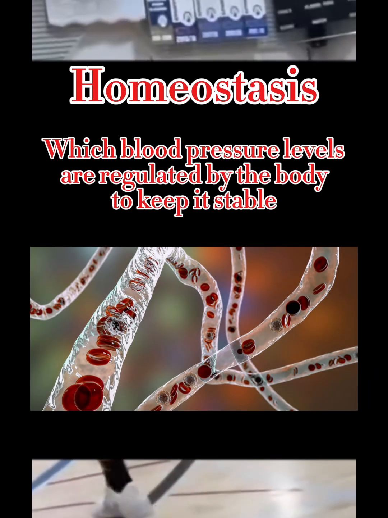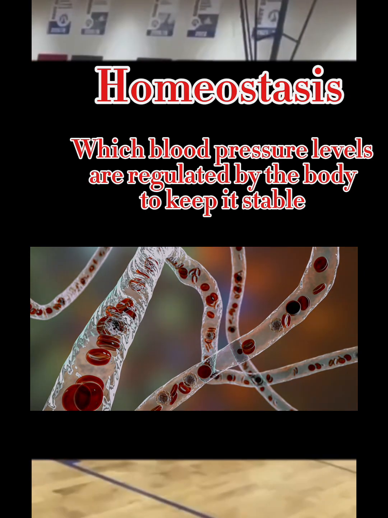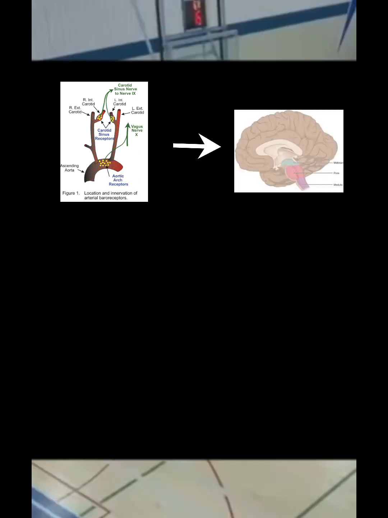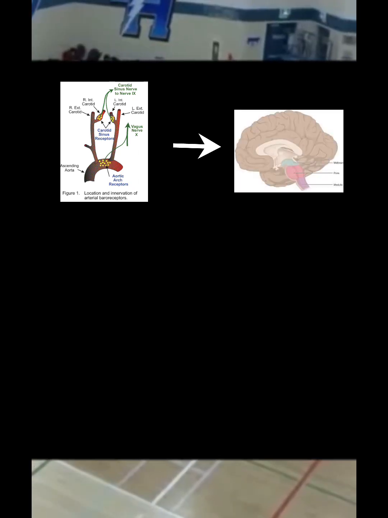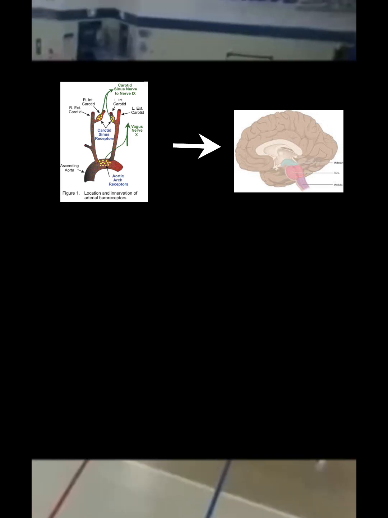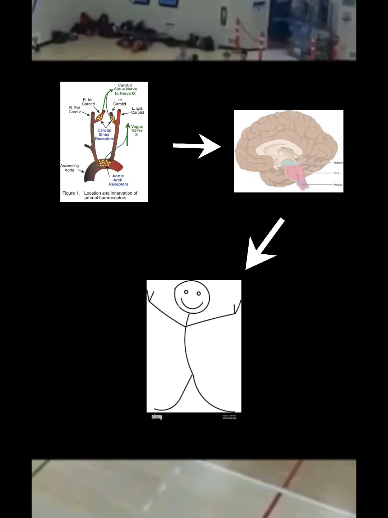After doing something active, how does the body regulate blood pressure? It will go through a process called homeostasis, in which blood pressure levels are regulated by the body to keep it stable. Your body will use blood pressure receptors in arteries which send a signal to the medulla oblongata. The medulla oblongata acts as a control center that integrates sensory information and adjusts cardiovascular responses to maintain stable blood pressure.